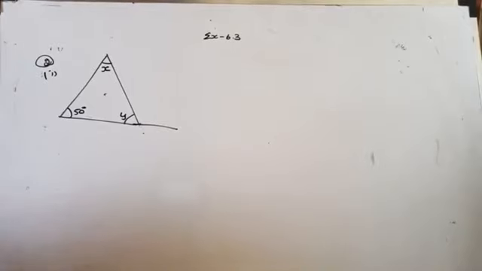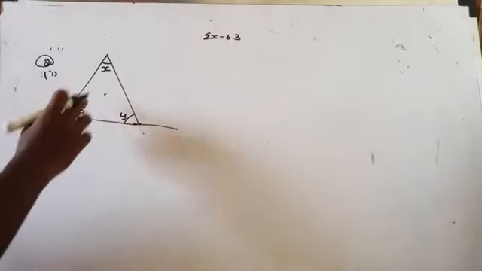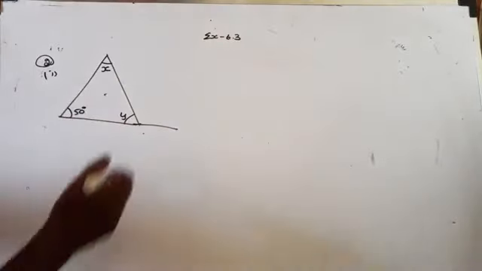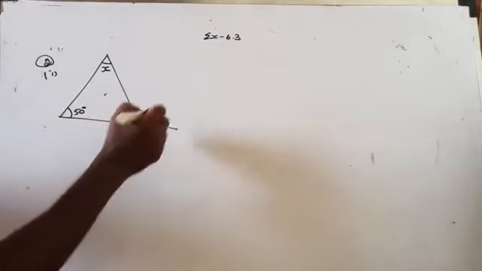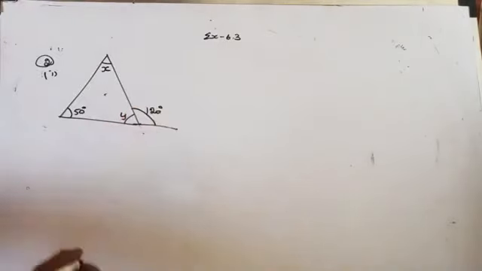Look at question number 2 now. Find the values of the unknowns x and y in the following diagrams. The vertex angle is x, the other two base angles are 50 and y, and the exterior angle is 120 degrees. Find the values of x and y.